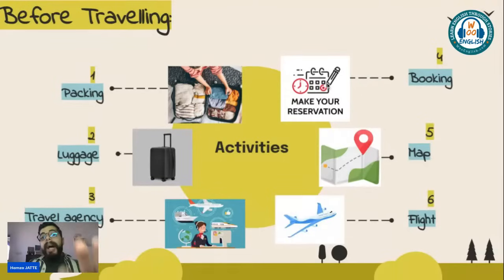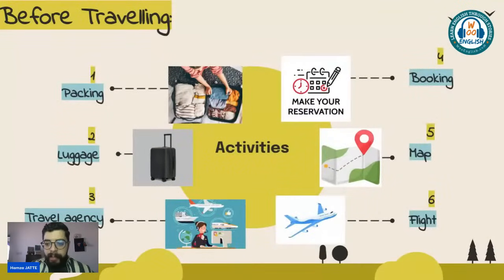Okay, so I will repeat these words. You can try repeating them after me. Pronunciation is a very important thing when we're learning vocabulary. Okay, so we said packing. Packing, the verb is to pack. Pack, not park, but pack. Second one, luggage. Luggage. Number three, travel agency. Travel agency. Next one, booking, and the verb is to book. Booking. And next one is map. And finally, flight. Flight. Okay, so let's move to the next one.